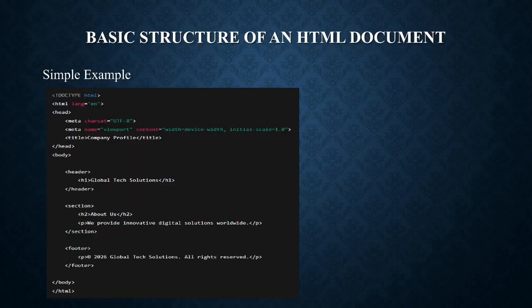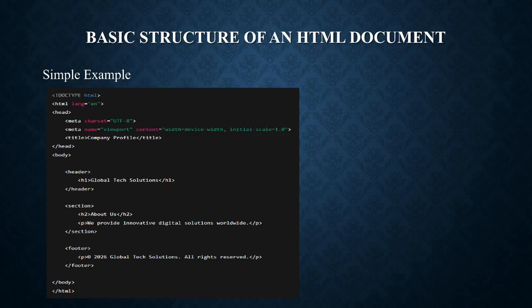Basic structure of an HTML document. This example shows the basic structure of an HTML web page. The doctype html declaration tells the browser that the document uses HTML5. The html tag is the root element of the page, and the lang equals en attribute specifies that the language is English. Inside it, the head section contains metadata such as the character set, viewport settings for responsive design, and the title, which appears on the browser tab.